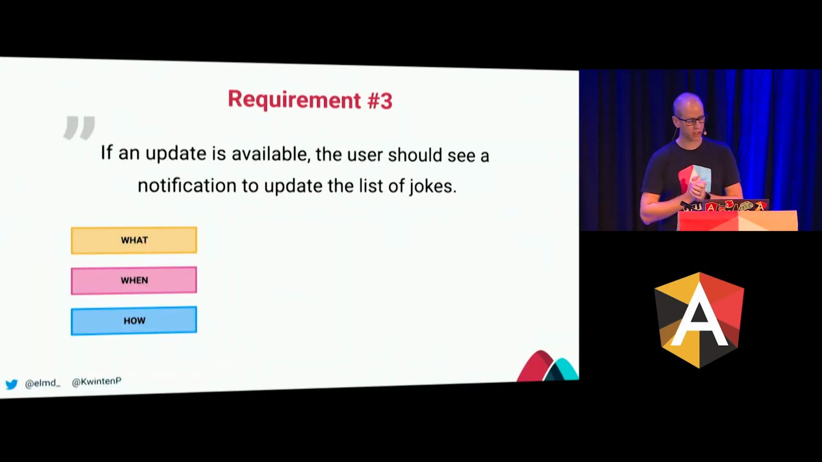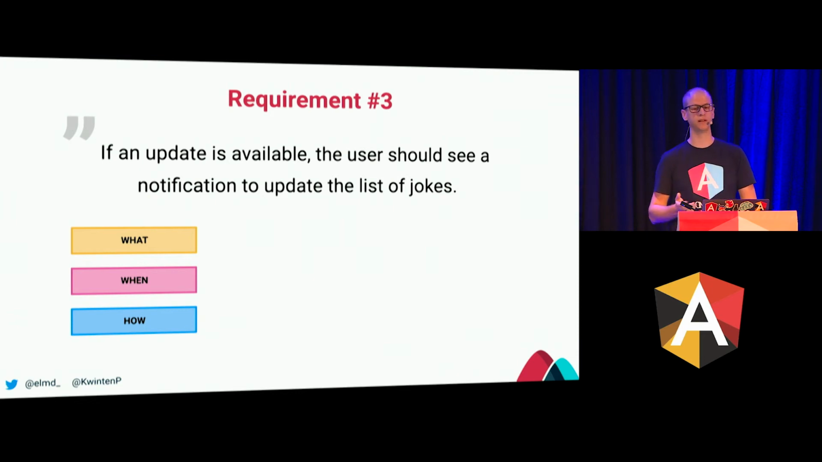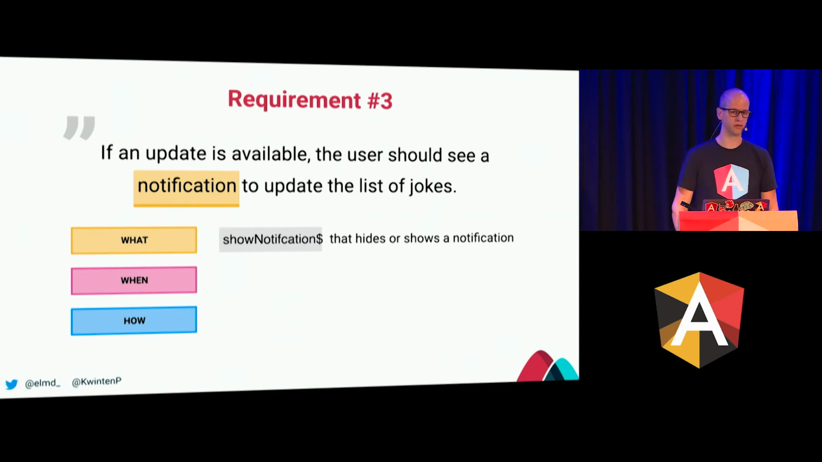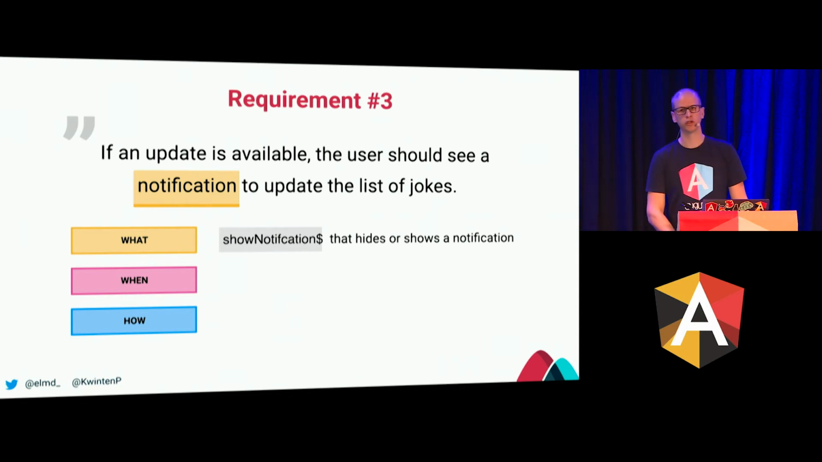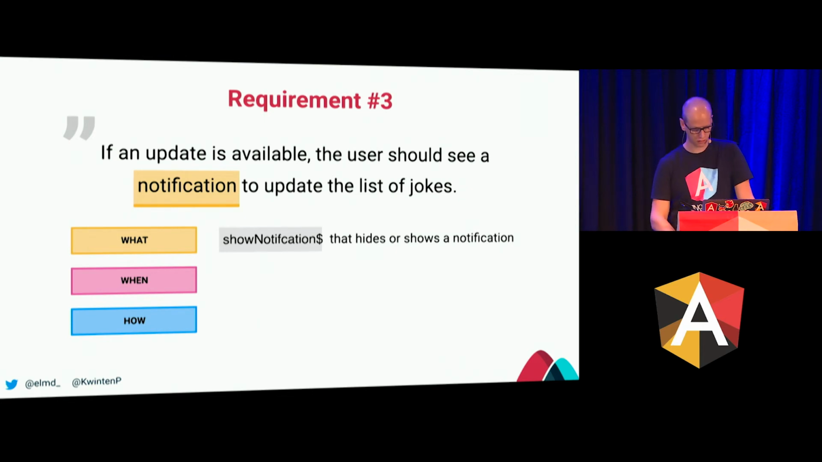But the next requirement is, if an update is available, the user should see a notification to update the list of jokes, but only if an update is available. So what do I want to have? I basically want a stream that is going to tell me whether or not I need to show this notification bar. So I'm going to work toward a show notification stream. And then when do I want to show it? Well, I want to show it whenever the cache fires data. That makes sense because there is new data.